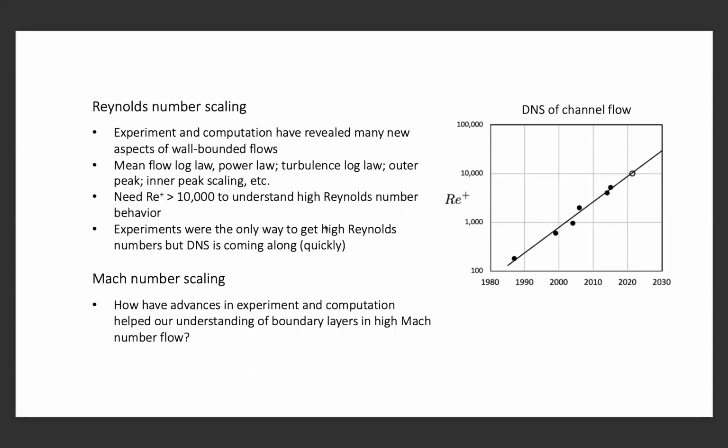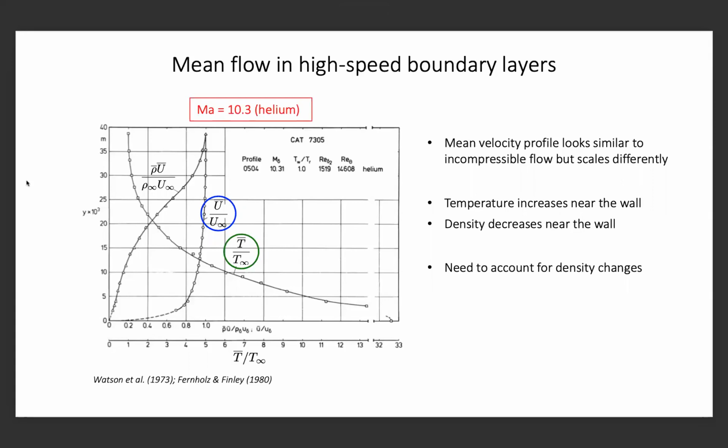So let's take a look. Just as an introduction to what the mean flow looks like in a high-speed boundary layer, I have some results from Watson et al. at a Mach 10 flow in helium.